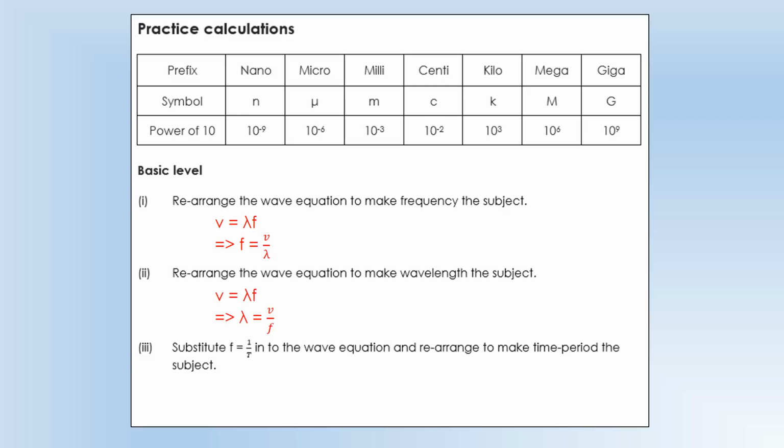So those are the three forms of the equation that we come across, either to calculate speed, to calculate frequency, or to calculate wavelength.